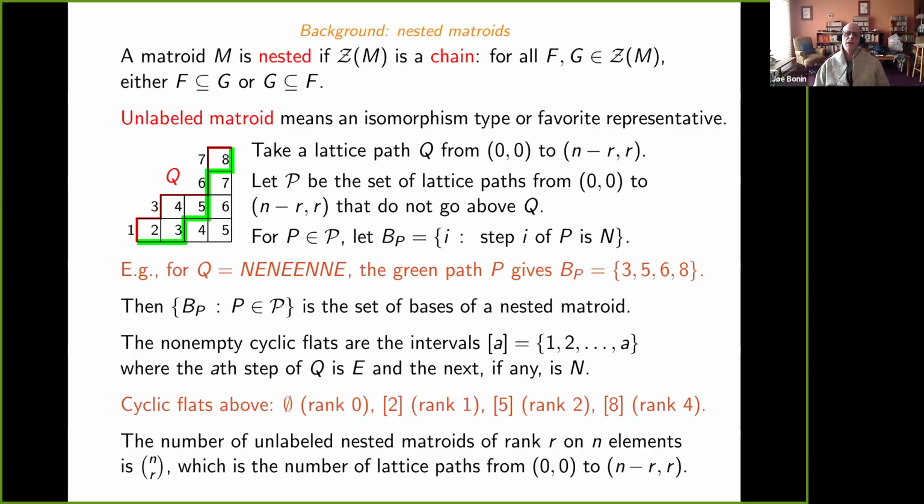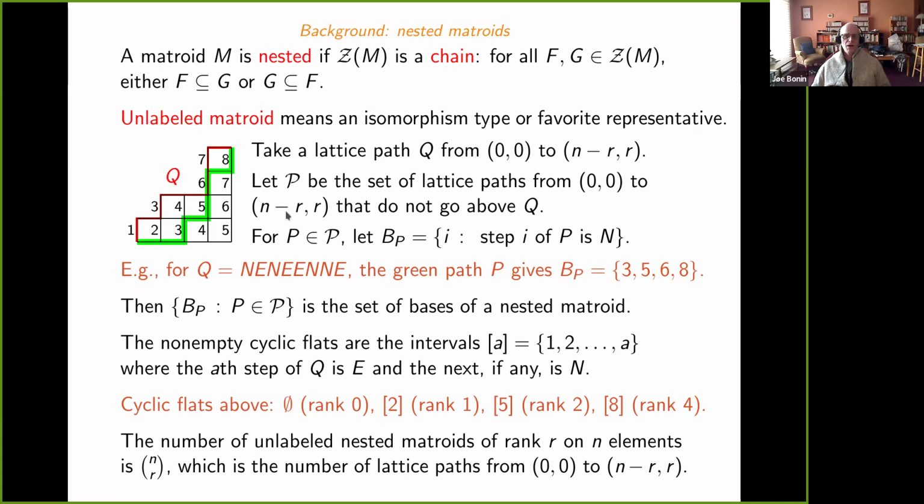Now, some classes of matroids that are going to be quite important are nicely defined in terms of their cyclic flats. In particular, we're looking at nested matroids. Nested matroids are matroids where the cyclic flats form a chain. You take any two cyclic flats, and one is contained in the other. We're also going to be interested in isomorphism types of matroids, or matroids up to labeling, and we're going to illustrate that with nested matroids.